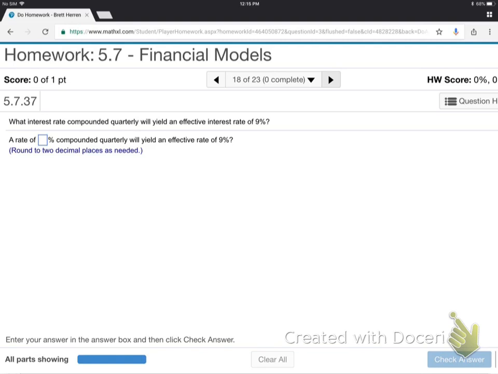All right, which formula are we going to use? The first one or the PERT? First, yeah, because compounded quarterly, n is 4, use the first one. Okay, see what you can do. This one is definitely a curveball. This is a tricky question.